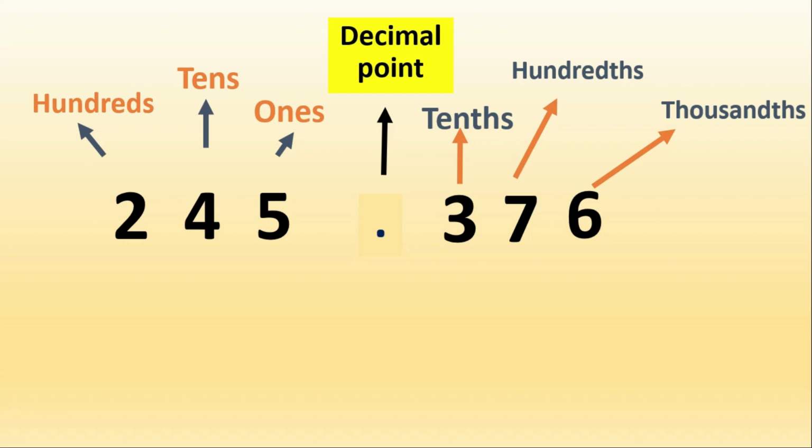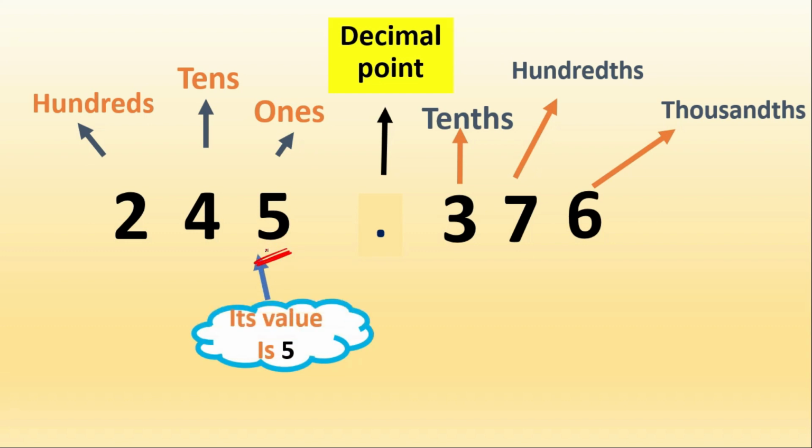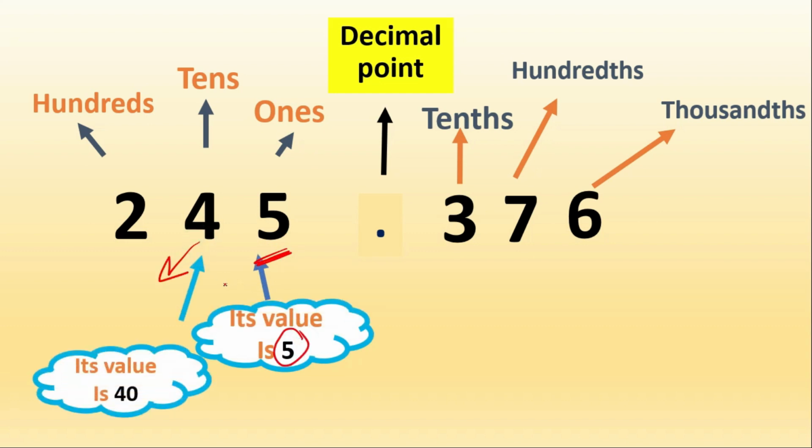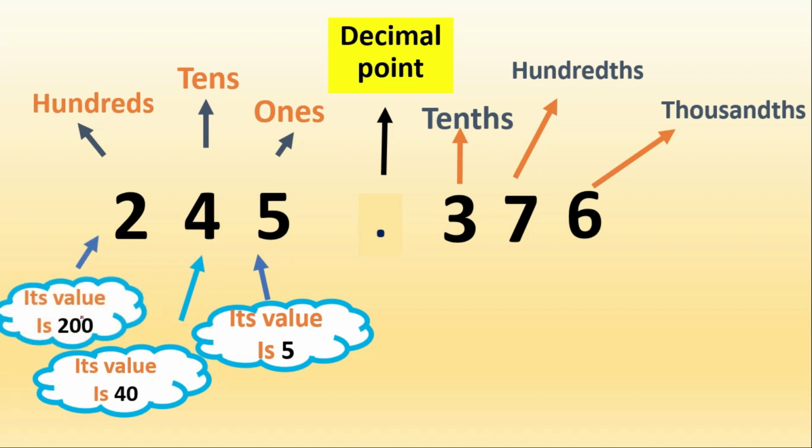That's place value for each digit. Now let's talk about the value of each digit, starting from the whole part. We started place value from the whole part, from ones, so we start value from the ones place. 5 in ones, its value is 5, and 4 in tens, its value is 40, and 2 in hundreds, its value is 200. Got it?